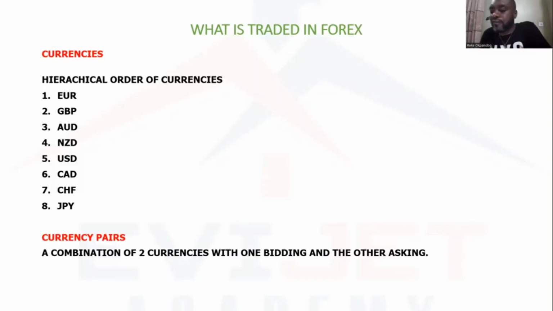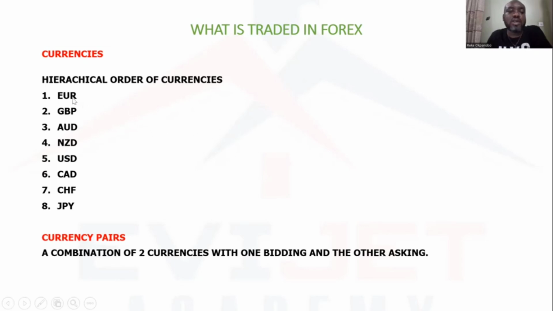Traded in Forex? Okay, what is traded in Forex? Now, Forex is actually foreign exchange, like when we started. Now, what is traded? So, majorly, we have 8 currencies. These 8 currencies that are traded in the Forex market are called the major currencies. There are other currencies, but these are the major currencies, all right?